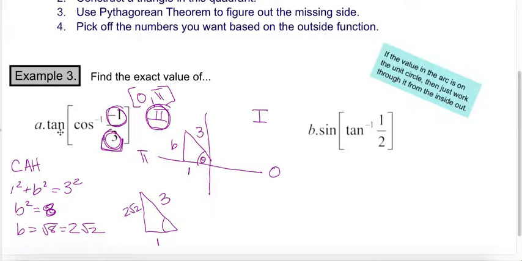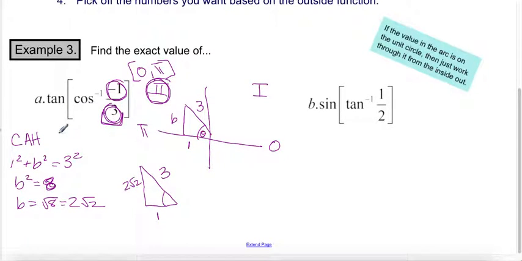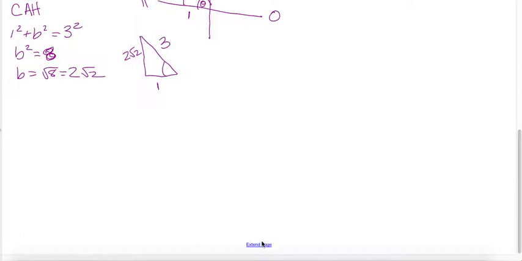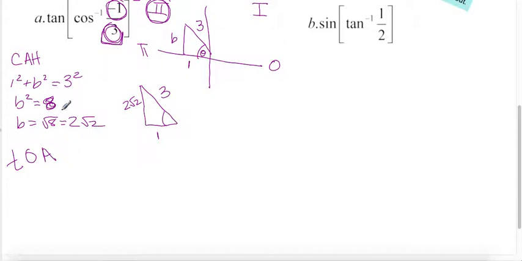Pick off the numbers you want based on the outside function. That means I'm talking about tangent, right? So we're thinking again with SOHCAHTOA. Tangent is opposite over adjacent. If I want tangent, then my tangent equals the opposite side over my adjacent side. So I have 2 root 2 over 1. So the tangent equals 2 root 2.